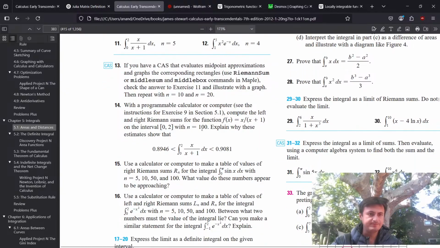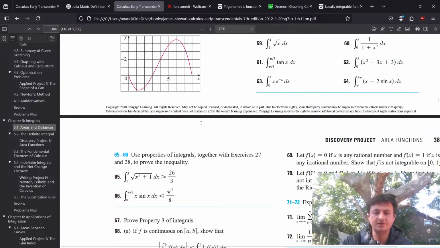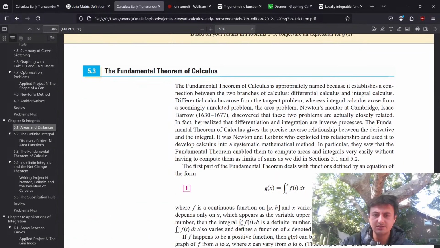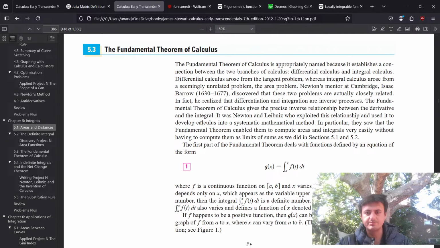But we want to go to the fundamental theorem of calculus, and I need to go back and look because I missed a problem on the quiz that allowed me to simplify based on the fundamental theorem of calculus. I mean, it's actually really cool.